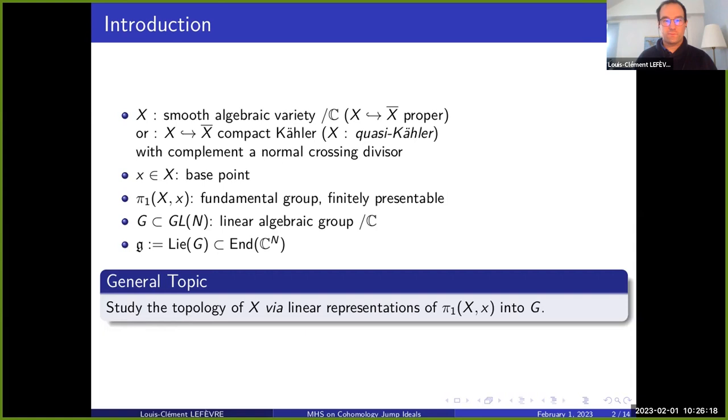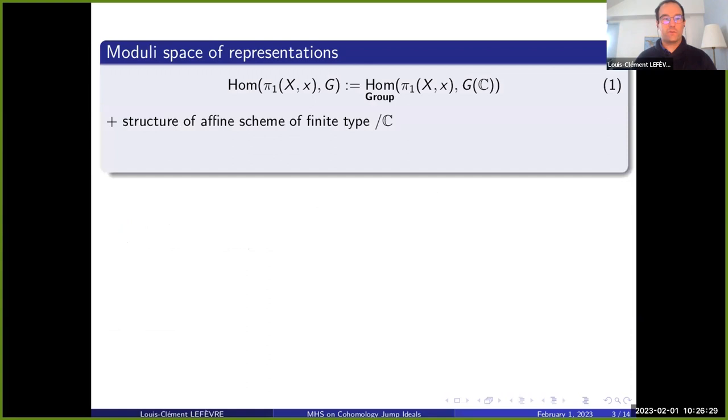So to study this problem, I put the representations into a moduli space, which I denote by Hom of pi one of X into G. As a set, the underlying set is the set of group morphisms from the fundamental group pi one into G, the complex points of G. But this naturally has a structure of affine scheme of finite type over C, because the group pi one is finitely presentable, so you choose generators for pi one. Each generator you send to an element of G. And then the relations that you have in your group pi one become polynomial equations in G. So this defines the structure of an affine scheme of finite type, because G is itself affine of finite type.